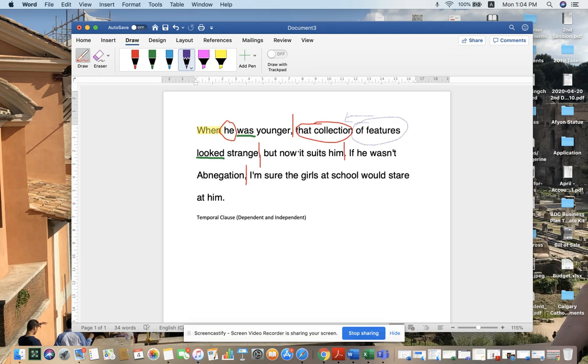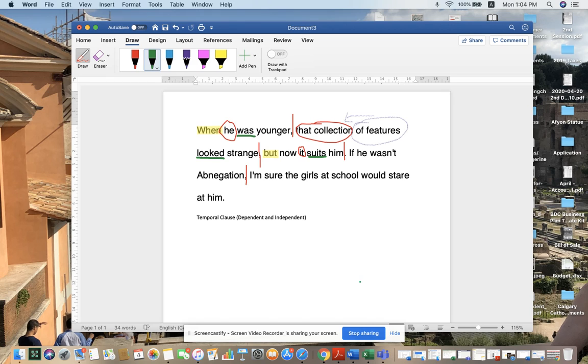That collection looked. And then we have a but, okay? A conjunction, a breakup in a sentence. And then we have another adverb now, and subject is it, and predicate suits.